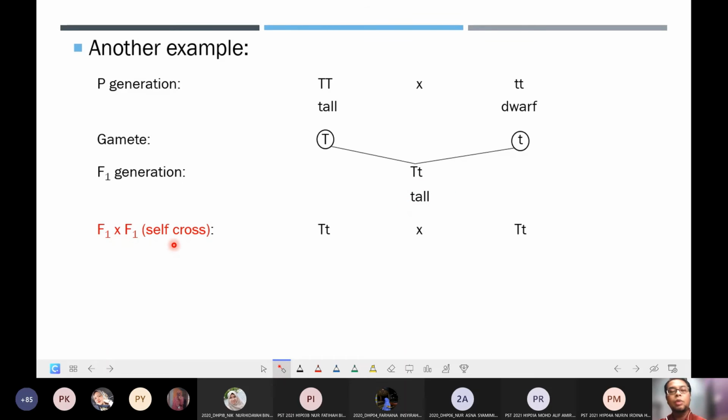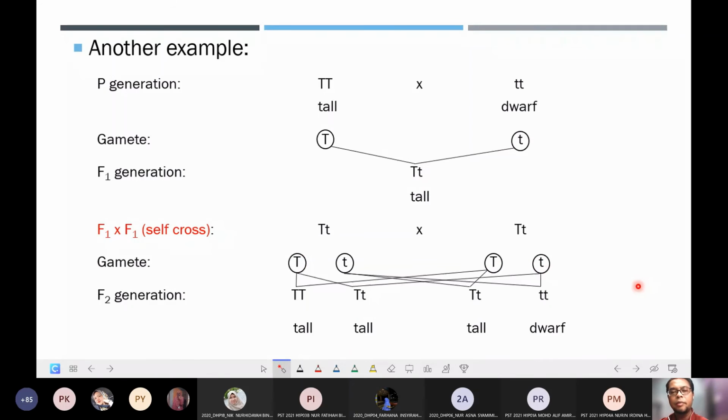And we will continue with the self-cross, F1 cross with another F1 individual. This will be the genotype, of course, the same like this particular F1 generation. And the gametes from this heterozygous individual will be these two types, in which one of the types of gamete will be having this capital T allele. Meanwhile, another type of gamete will be having this small letter t allele. The same goes for this individual, the same type of gametes, capital T and small letter t.